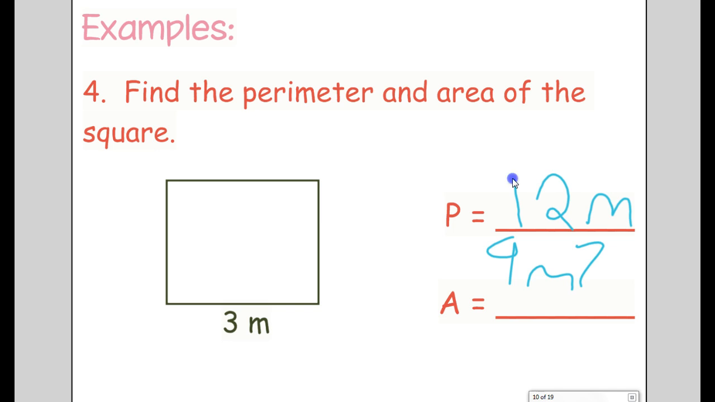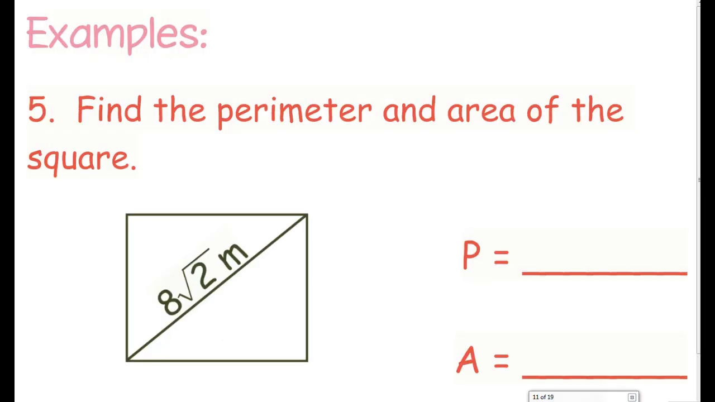I can put 3 here, I can put it here, I can put it here. It's a square, all sides are 3. It doesn't matter whether it's above the line or below the line. The one that we were showing you, isn't that concave? Because it goes in. Any questions about 12 and 9? 3 times 4 is 12, because that's the formula, and 3 squared is 9. Moving on to the perimeter and area of the square.